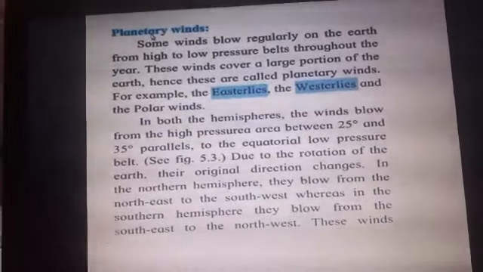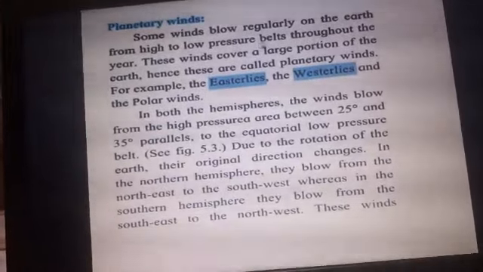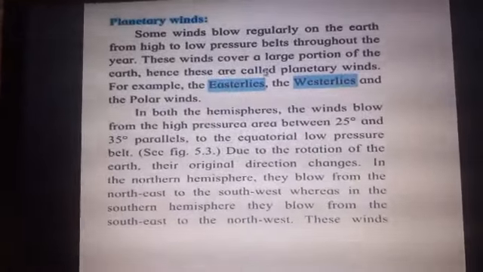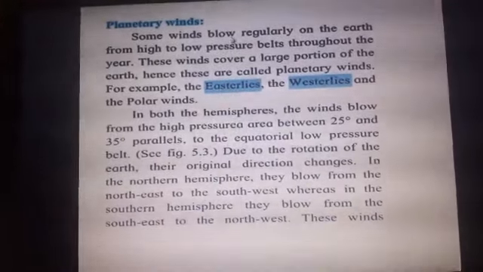Children, now let us see the first winds, that is the planetary winds. Some winds blow regularly on the earth from high to low pressure belts throughout the year. These winds cover a large portion of the earth. Hence, these are called planetary winds. See children, some winds blow regularly on the earth.